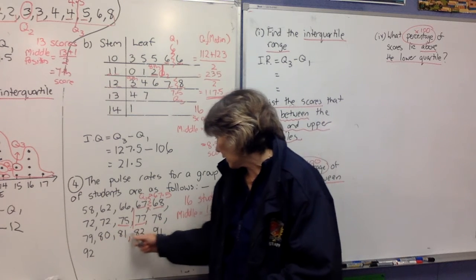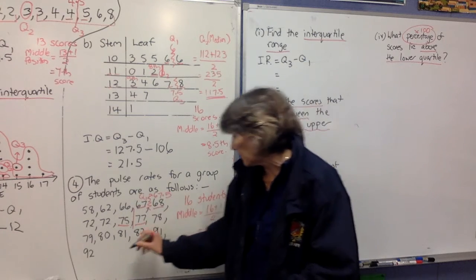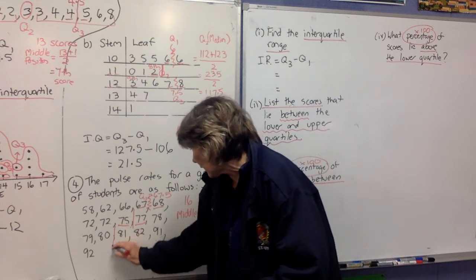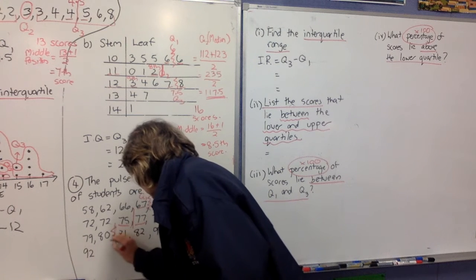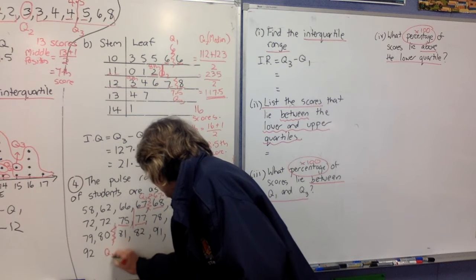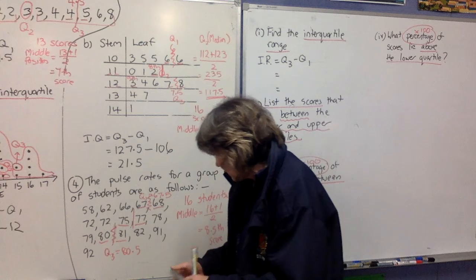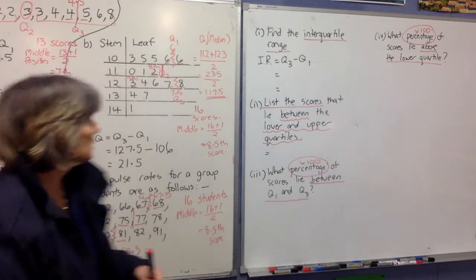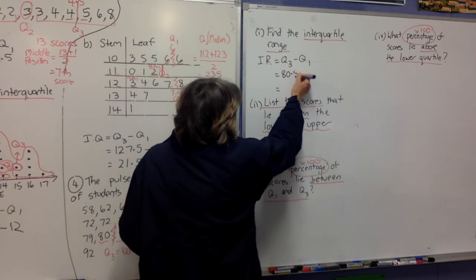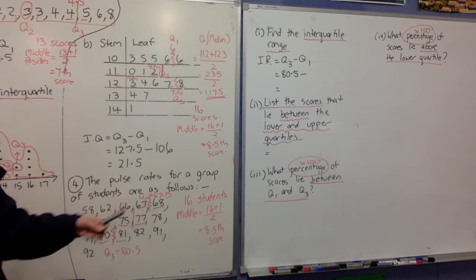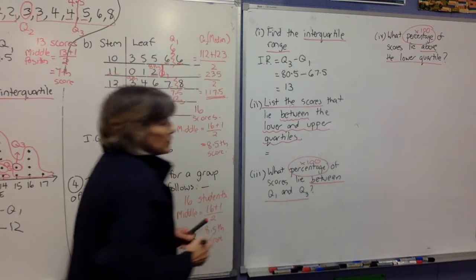And looking at our last 8 scores here, 2, 3, 4, 5, 6, 7, 8. We've gone 4.5 scores from the beginning. I'm going to go 1, 2, 3, 4.5 scores from the end. I'll be in here. Sorry, I'll just put that squiggly line. And that will be Q3, and that will be 80.5, because we're in the middle of 80 and 81. Okay. So if we put those numbers in for our interquartile range, Q3 is 80.5 minus Q1 is 67.5, and you get an answer of 13.